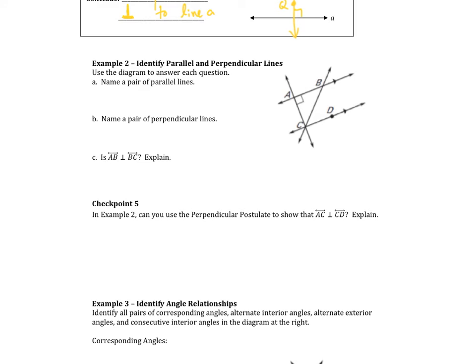Identify parallel and perpendicular lines. Name a pair of parallel lines. So we're looking for these triangles. So the parallel lines would be line AB and line CD. Name a pair of perpendicular lines. Perpendicular needs the box. So the box right there is for line AB and line AC.